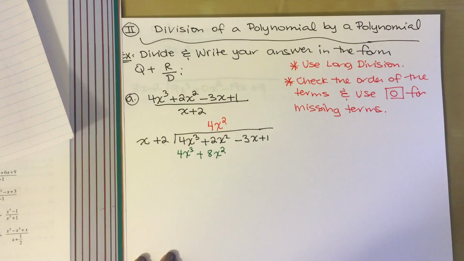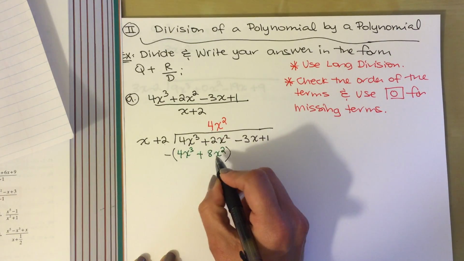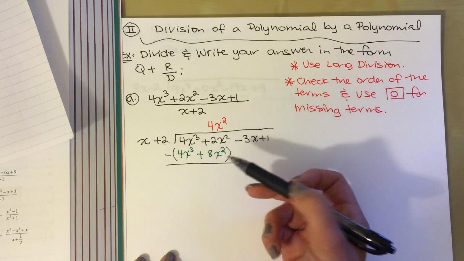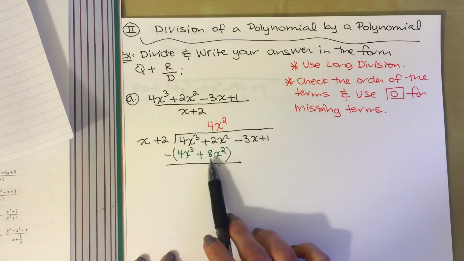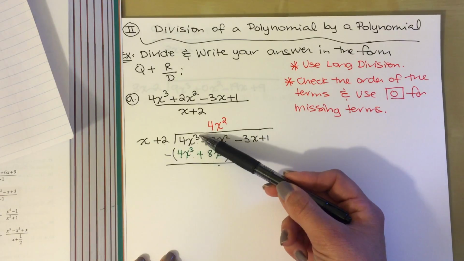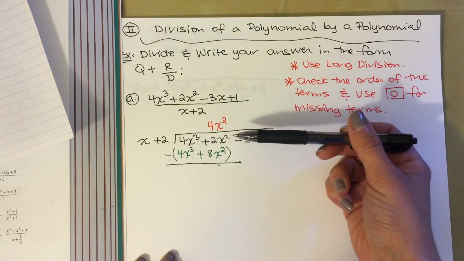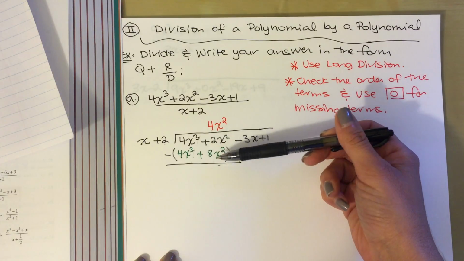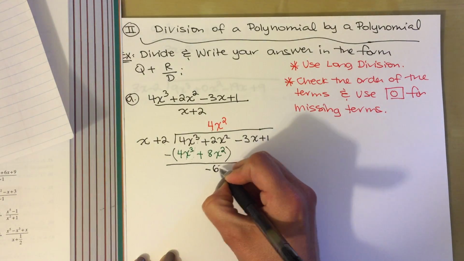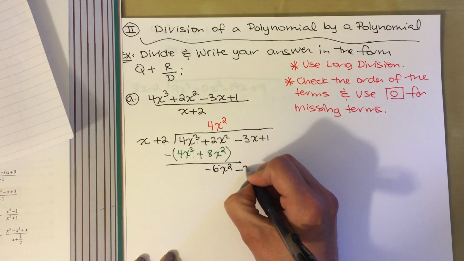You have to be careful because the next step is to subtract. Since you have a binomial, we have to distribute the negative to each term. This turns into -4 and also -8. 4 minus 4 is 0. We always want the first term to go away, to be 0. And then you have to subtract 2 minus 8. That gives us -6x squared. Next, bring down -3x.